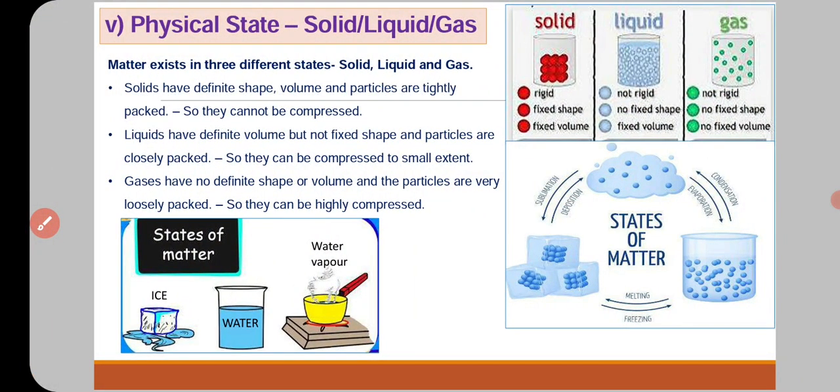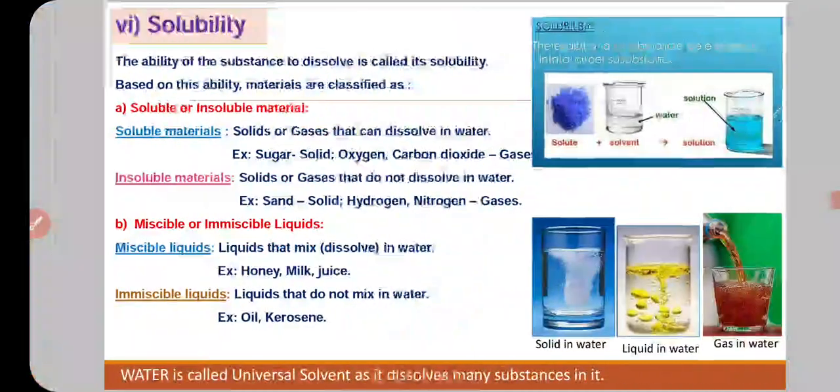Okay, next, physical states. As I told, physical states are solid, liquids, and gases. Solids have definite shape and volume, and particles are tightly packed, so they cannot be compressed. Liquids have definite volume but not fixed shape, and particles are closely packed, so they can be compressed to a small extent. Gases have no definite shape or volume, and the particles are very loosely packed, so they are highly compressible. So let's go to the next slide.